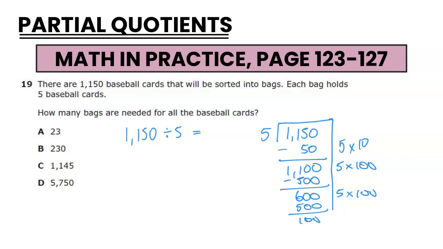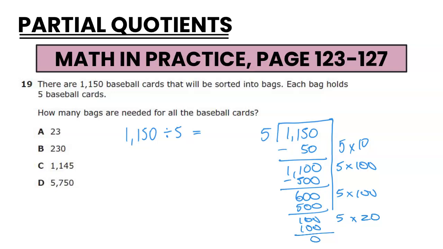From there, students may be able to say, okay, earlier we did 5 times 10, which was 50. So if we do 5 times 20, that will get us 100. And so here we will do 5 times 20, which will give us 100, which will get all of our baseball cards into bags.